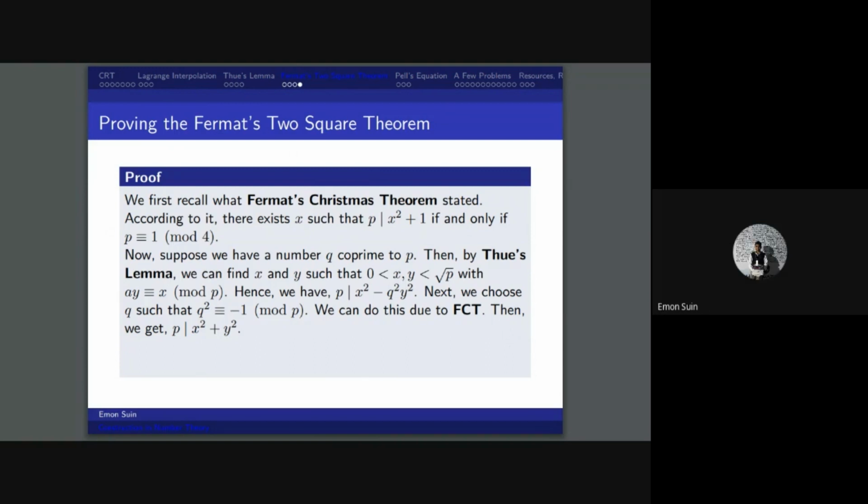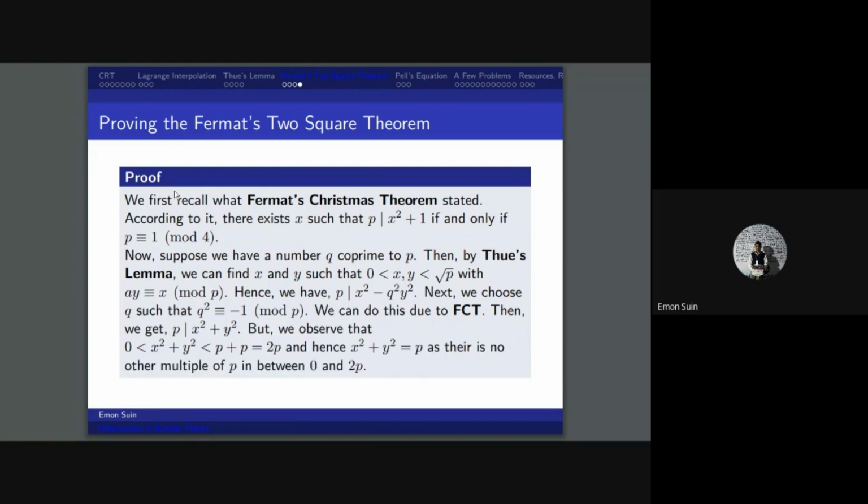So now see, from 0 to 2p, there can be only one multiple of p in between, and that is p itself, because the minimum multiple after p is 2p. But 2p can't be achieved, because the sum will be less than 2p. Thus x squared plus y squared is equal to p. So from here we get that x square plus y square equals p.